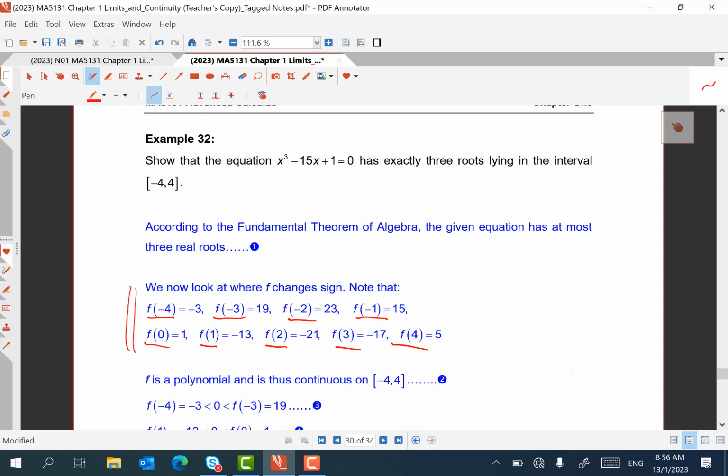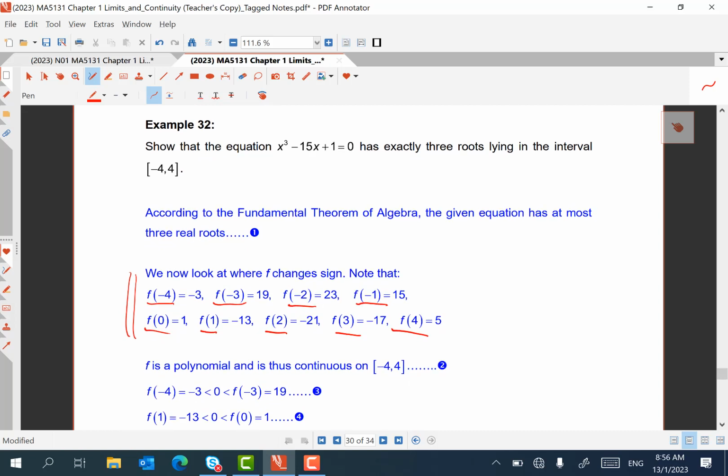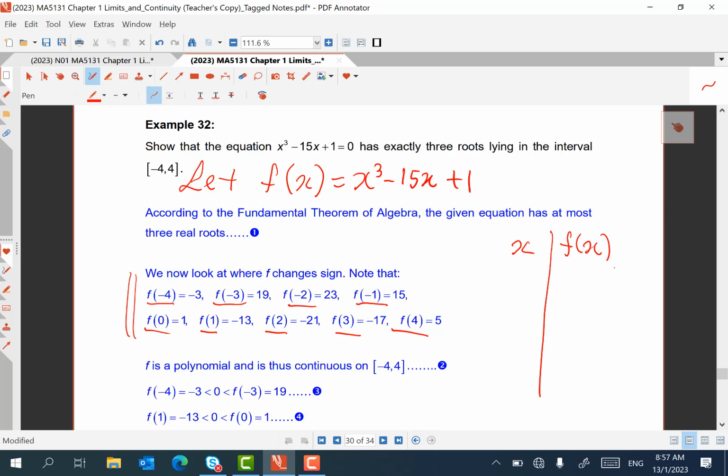The answer didn't define what f(x) is. Okay, so Kenneth is particular, which is good. Let f(x) be equal to x cubed minus 15x plus 1. It would be better off if you have written it like this, and I can see things better.